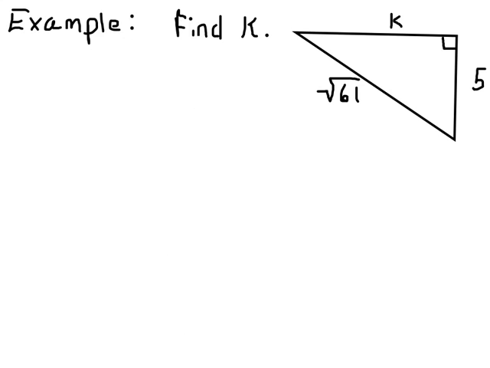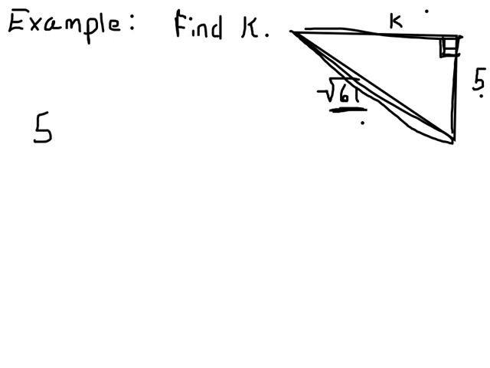In the second example, it says find K. Now, this is the square root of 61. We know the hypotenuse. This is the hypotenuse right here. How do I know? Because these two lines are the ones that come together to form this right angle. So those are the two, those are the A squared and B squared, and this is C squared. So 5 squared plus K squared equals the square root of 61.